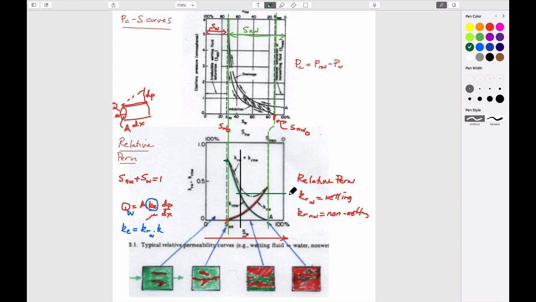And this would be, I'm running out of space, but this would be the relative permeability of the non-wetting fluid, and it's something like 0.4, right? And this would be the relative permeability of the other phase, which would be this, which is something like, I don't know, 0.05 maybe. And this is maybe 0.35 or 0.4.